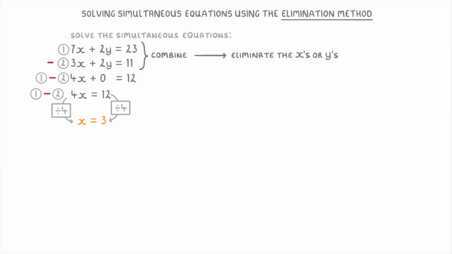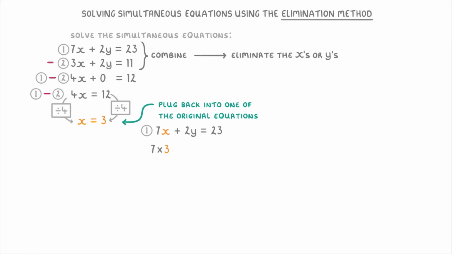And now that we've found the x value, all we have to do is plug that back into one of the original equations to find the corresponding y value. It's up to you which one you pick, so just choose whichever one you think looks easiest. I'm going to go with this first one though. So when I substitute in x equals 3 to this equation, it will give 7 times 3 plus 2y equals 23, which simplifies to 21 plus 2y equals 23, then 2y equals 2, and finally y equals 1. So our solutions for this equation are x equals 3 and y equals 1.